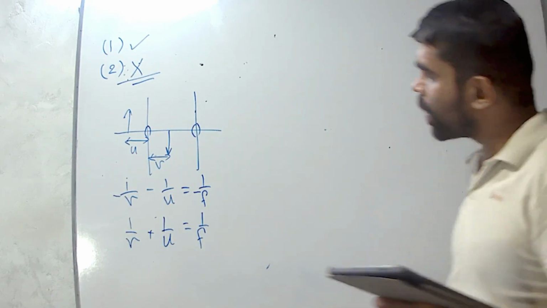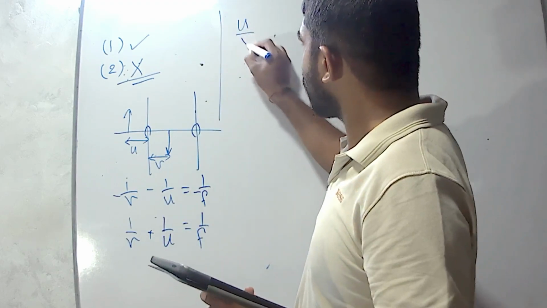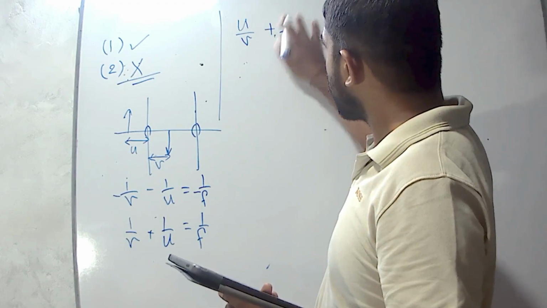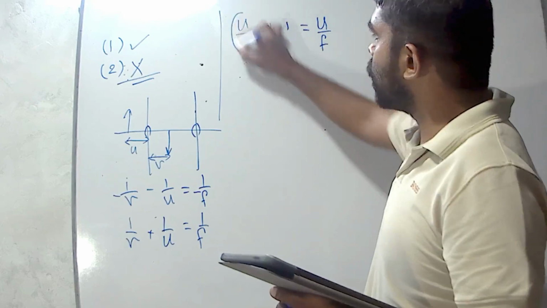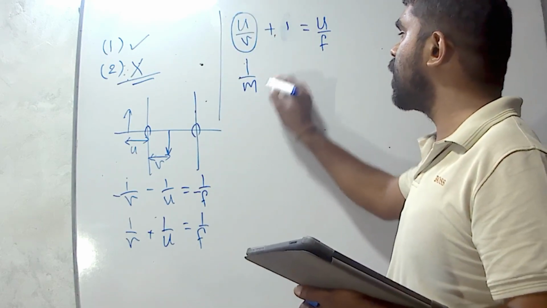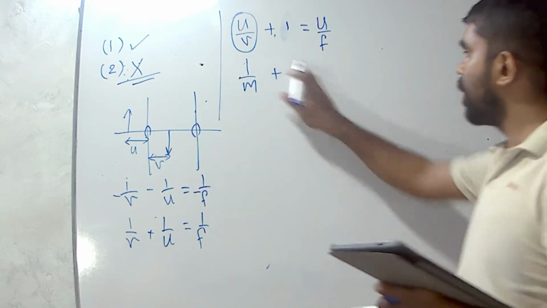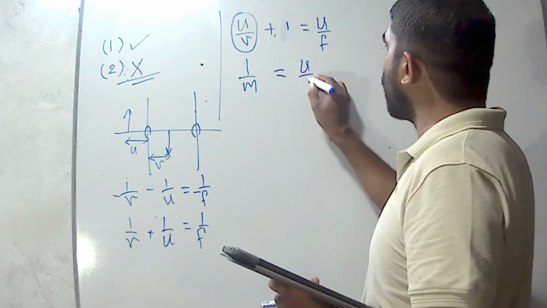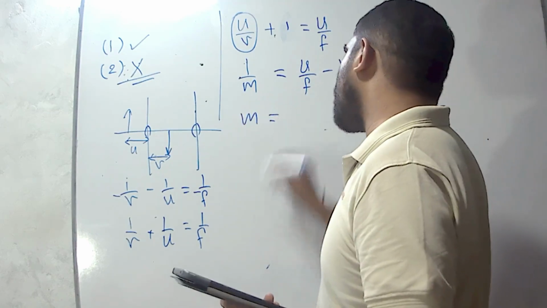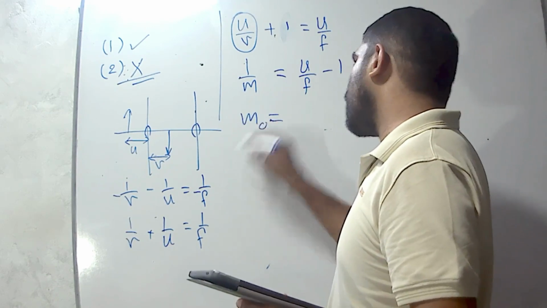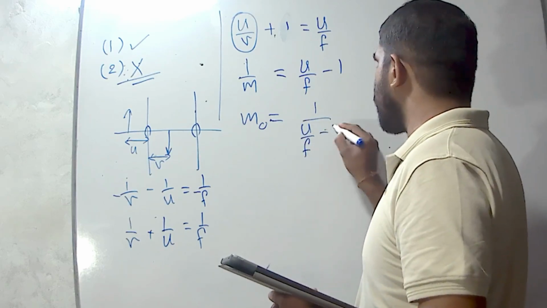Then I will multiply all terms by U. Then U over V plus U over U, which is 1, equals U over F. This U over V is 1 over the magnification, the linear magnification of the objective lens. It should equal U over F minus 1. Then I will make the linear magnification of the objective lens the subject. I will consider it as MO, equals 1 over (U over F minus 1).